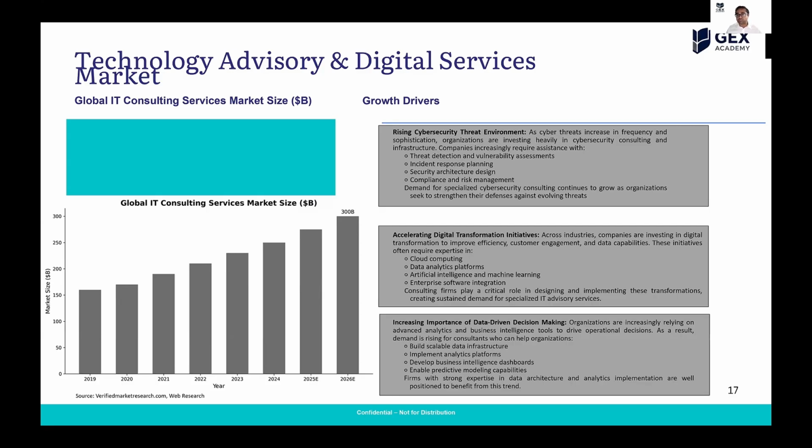And then of course the next trend is the rising cybersecurity threat environment, right? As organizations become increasingly digital, cybersecurity has become a board level priority, right? It's very important for many companies and government agencies to address. Threats continue to evolve in both frequency and sophistication, creating ongoing demand for security assessments, compliance initiatives, threat monitoring, risk management, incident response capabilities, right?